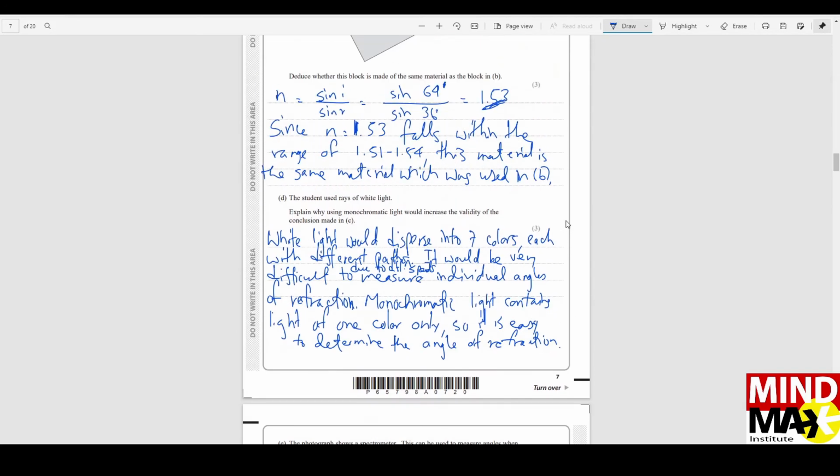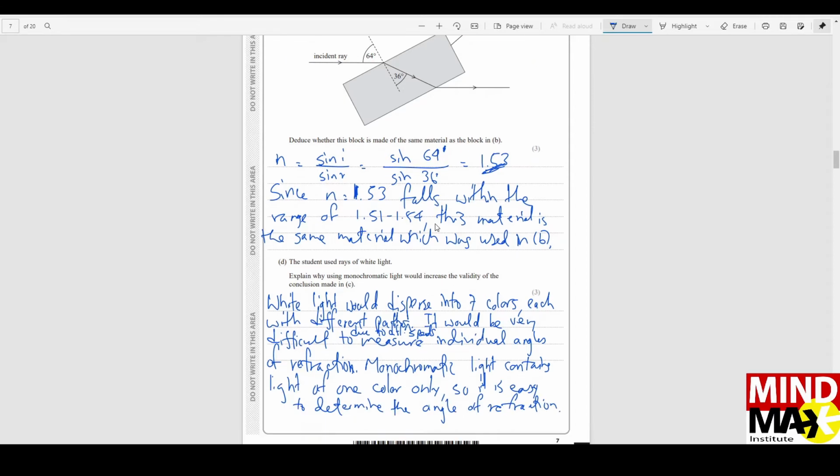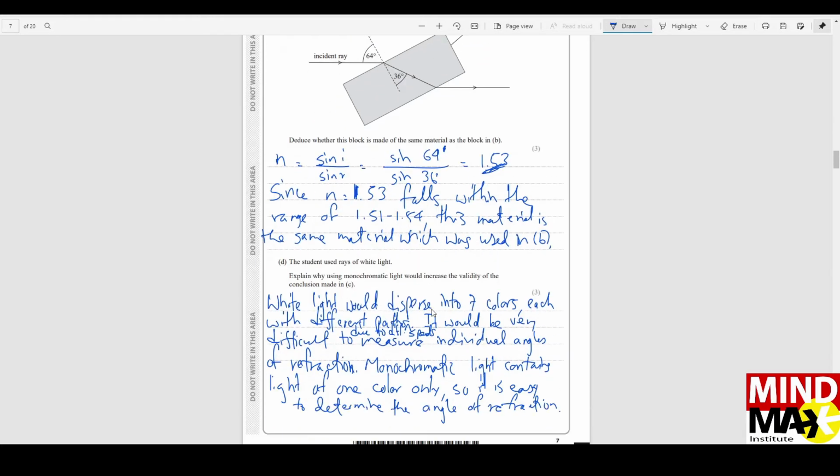Now the student uses a ray of white light. Explain why using monochromatic light would increase the validity of the conclusion made in C. So in C, we found the refractive index. Now if we use monochromatic light, mono means one, chromatic means color, so light of a single color, that would make the investigation easier. But white light, when it passes through glass, separates into 7 different colors. You will have 7 different rays passing through the glass once it separates, right? That would make it very difficult to measure the individual refractive index, right?